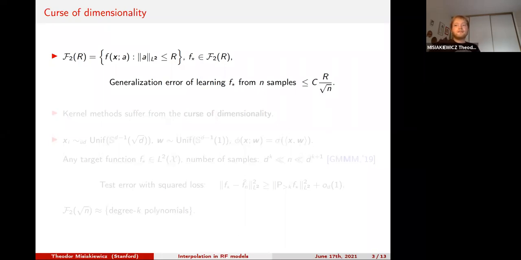What about their statistical properties? We denote F2(R) the ball of radius R in the RKHS. Schematically, the generalization error of learning f star in F2(R) is upper bounded by R over the square root of the number of samples. In other words, we expect RKHS methods to generalize better for target functions that have lower RKHS norm. The problem of these kernel methods is that they suffer from the curse of dimensionality. In high dimension, these F2(R) balls will only contain very smooth functions, and kernel methods will fail for all other functions.